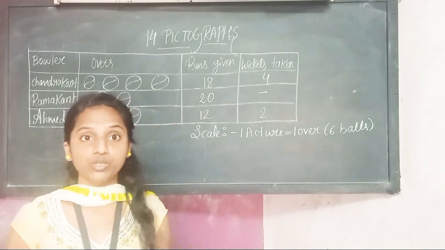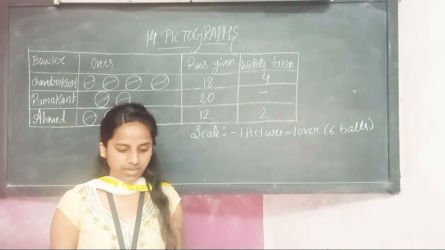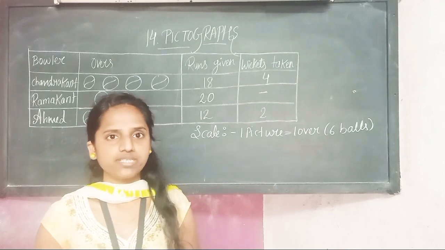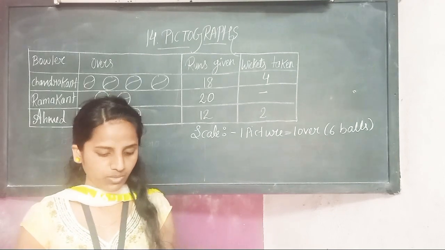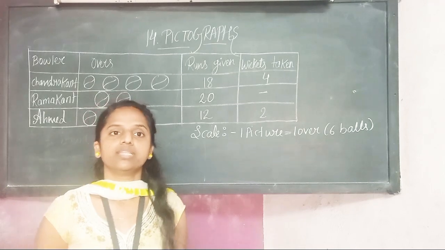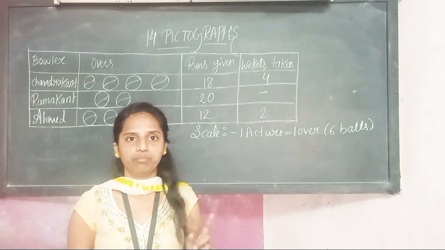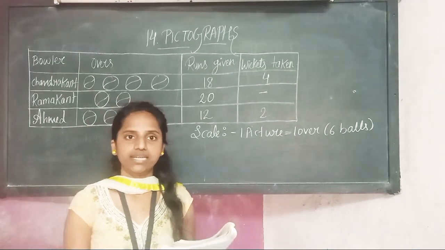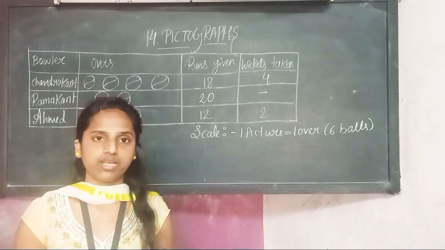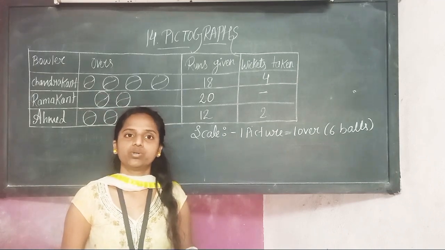Now let's start with the new chapter, pictographs, chapter number 14. You must have studied about this in your previous class. So let us see what is a pictograph. A pictograph is a table which represents pictures or icons that give information about some data. Pictographs are also called pictograms.